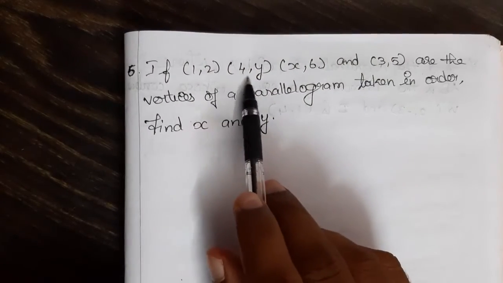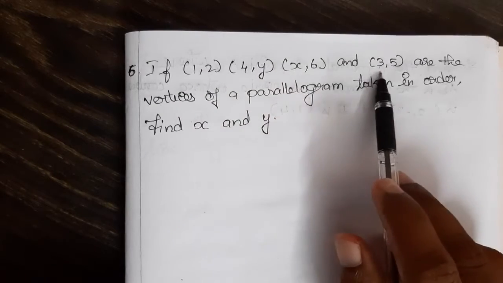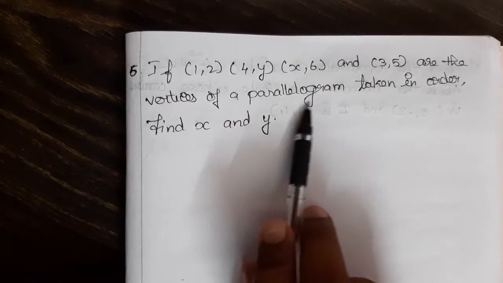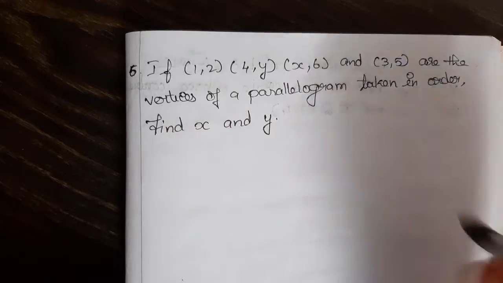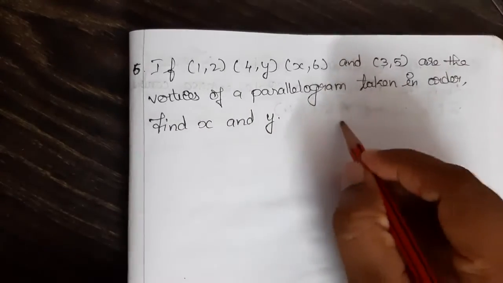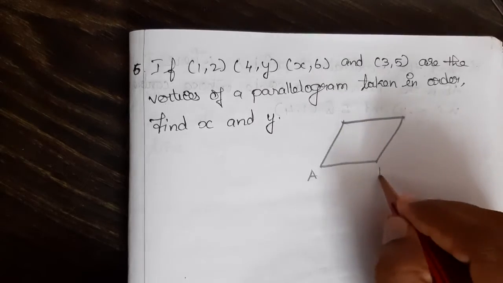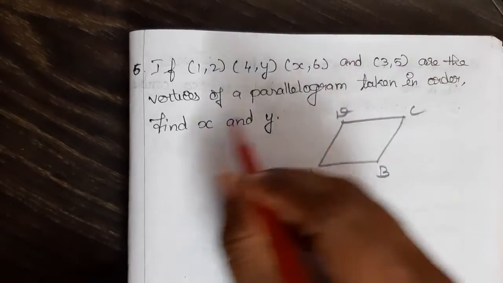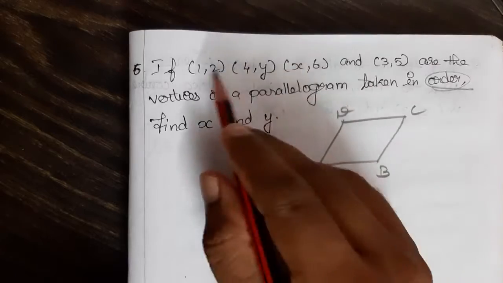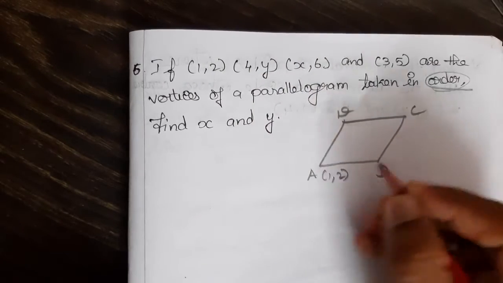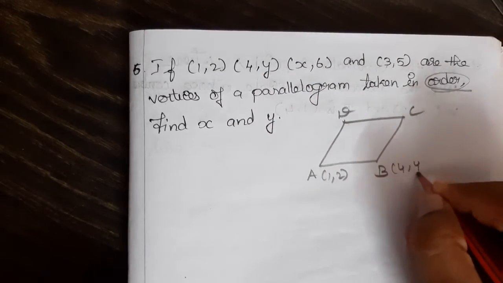If (1, 2), (4, y), (x, 6) and (3, 5) are the vertices of a parallelogram taken in order, find x and y. So it is a parallelogram taken in order, vertices A, B, C, D, and it's given in that order, so directly we can write. We don't need to check with the graph.